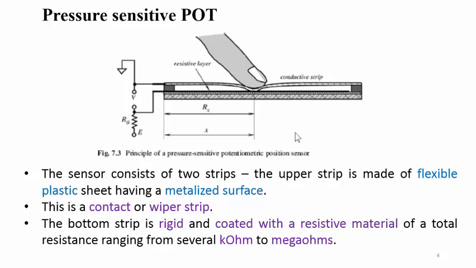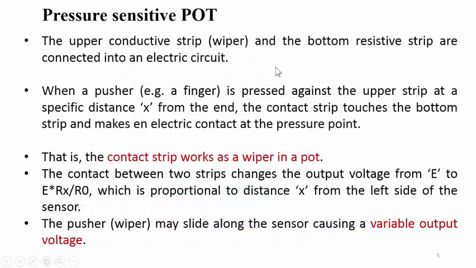The bottom strip is a grid coated with resistive material with a total resistance ranging from several kilo ohm to mega ohm, that is the minimum to maximum resistance of this resistive material, and it depends on the pressure applied on the plastic strip. Here we can see that by using a finger we can press the strip, and depending on the contact between the flexible metal foil and the resistive material, we get the output voltage from the circuitry.